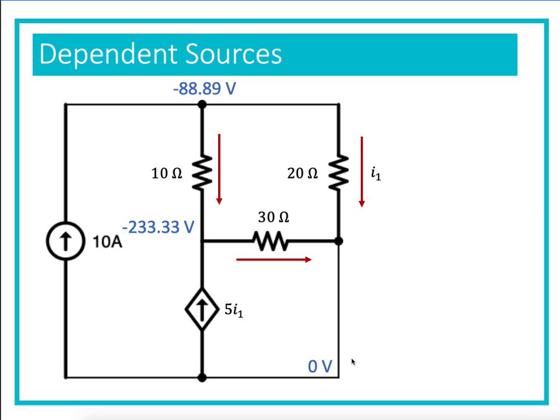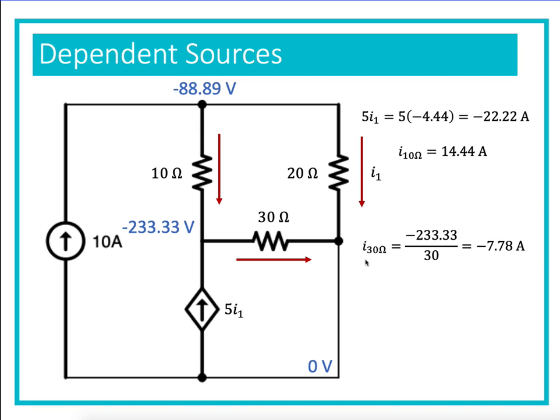And in this case, we're going to figure out what 5I1 is first. We take 5 times the value of I1 that we already figured out, and we get minus 22.22 amps. So that is the current coming from this current source right into this node. And then we have already figured out this current here, because we figured it out for the last part, so we have minus 14.44 amps. And we're going to figure out the current in the 30 ohm resistor, which is just minus 233.33 volts divided by 30, and we get minus 7.78 amps.